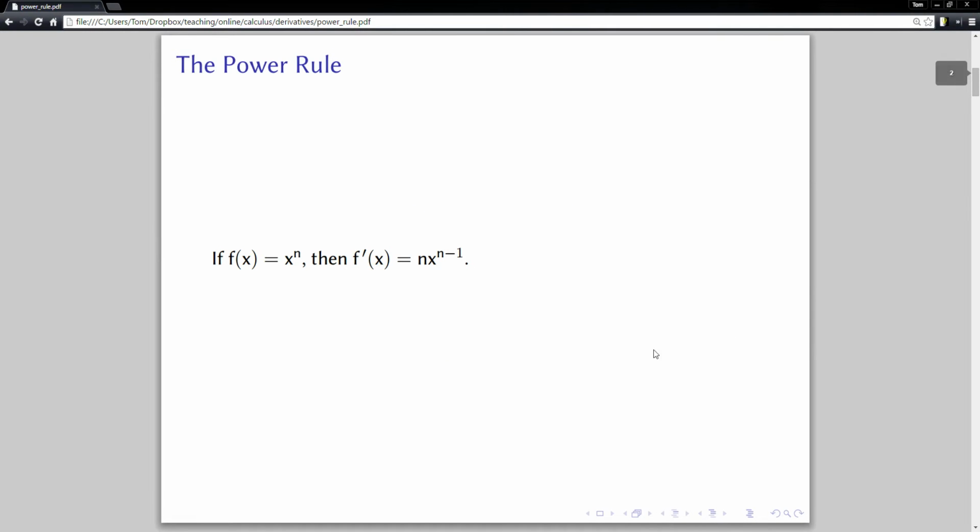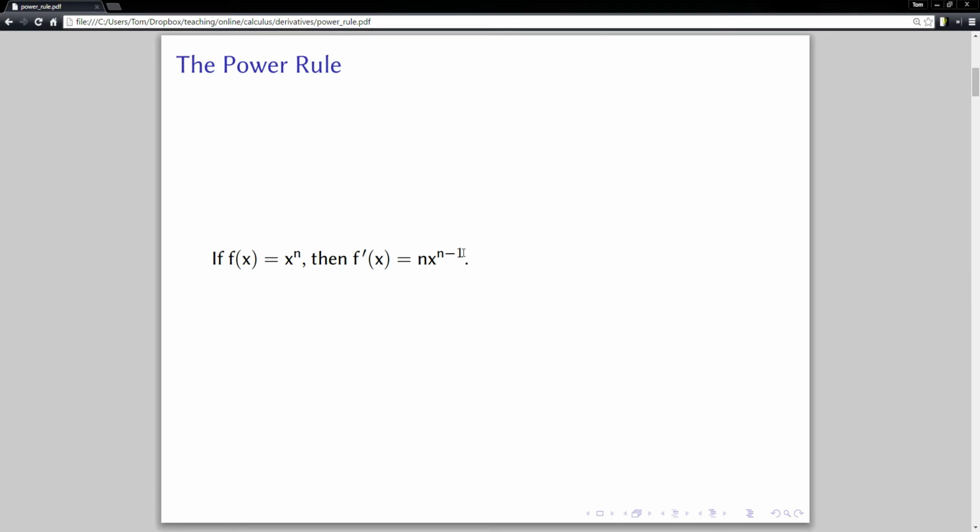So the statement of the power rule. Remember, a power function is a function that looks like x to some number power, right? And so here is the power rule. It says if f of x is equal to x to the n power, in other words, if f is a power function, then its derivative is n times x to the n minus 1. So all you really have to do is move the old power down out in front and then subtract 1 from the old power to get the new power.